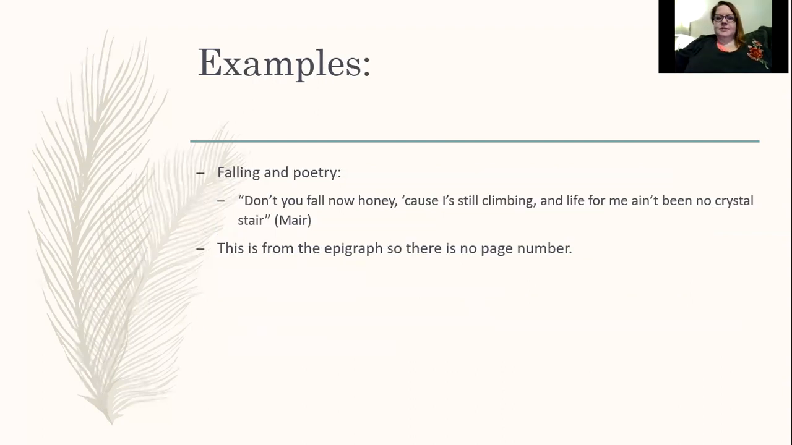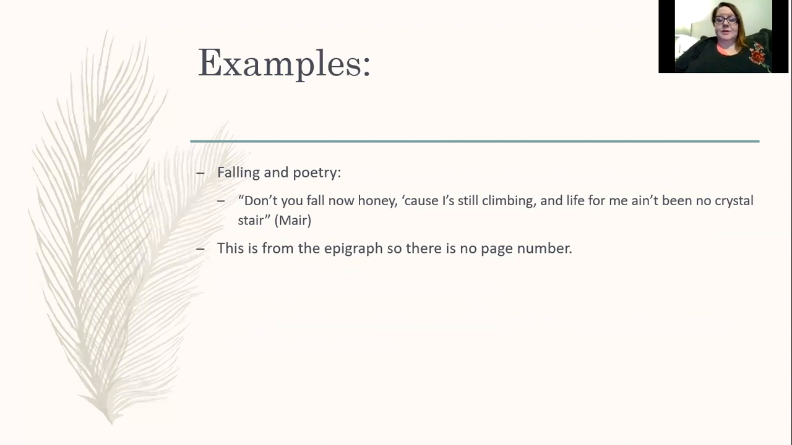So some examples. So let's say I'm looking at the subtopic, or one of my 3 categories for my thesis, of falling in poetry. And I'm going to just use the quote, "Don't you fall now, honey, because I still clummin', and life for me ain't been no crystal stair." Meyer in parentheses. And then I'd put this period after Meyer if it was within the text of a book. Because it's from the epigraph, there's no page number. If it was found within the pages of the book, it would say Meyer 76 or whatever page number it's on. And we'll go over that again, like I said, when we talk about citation.